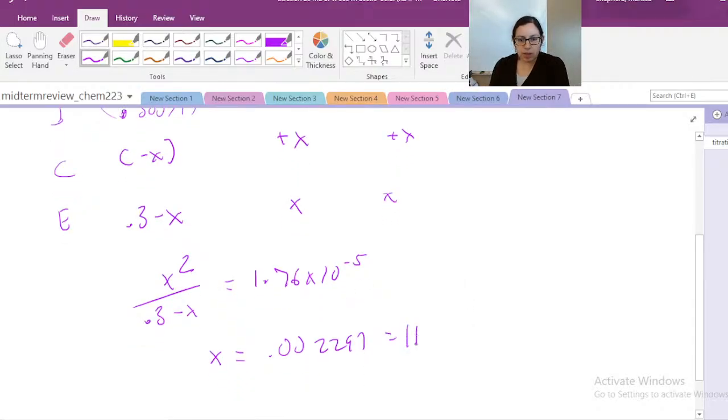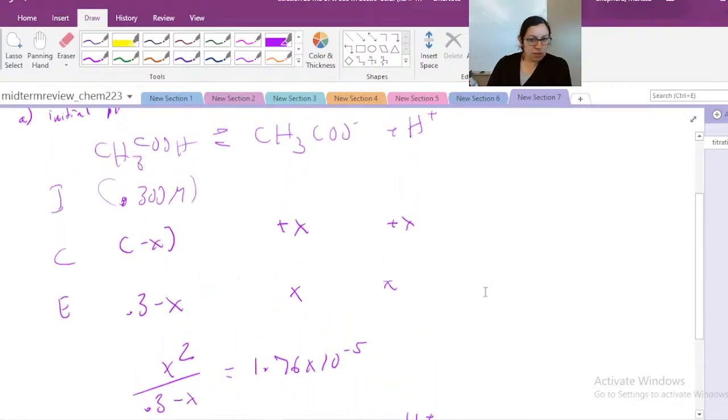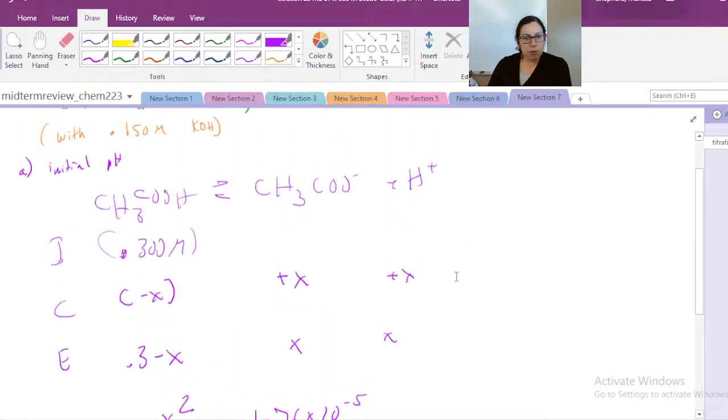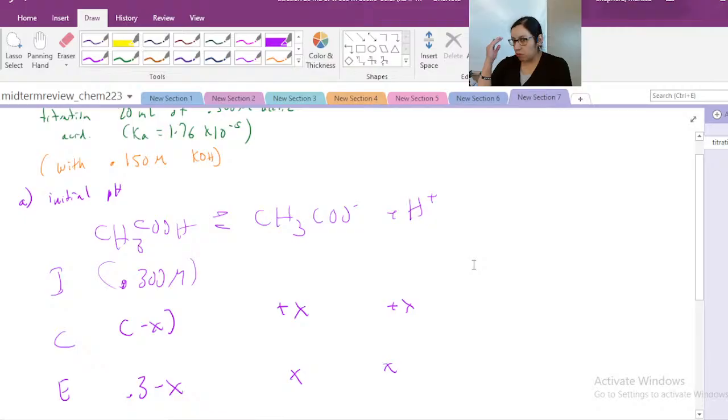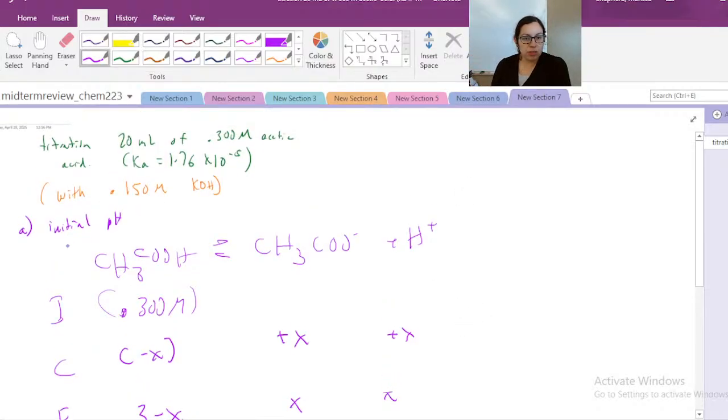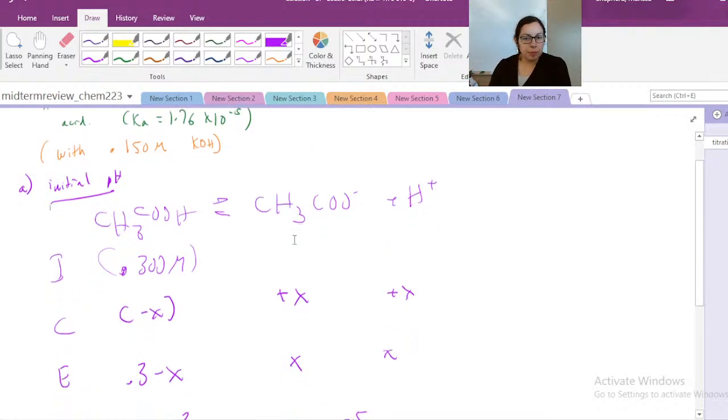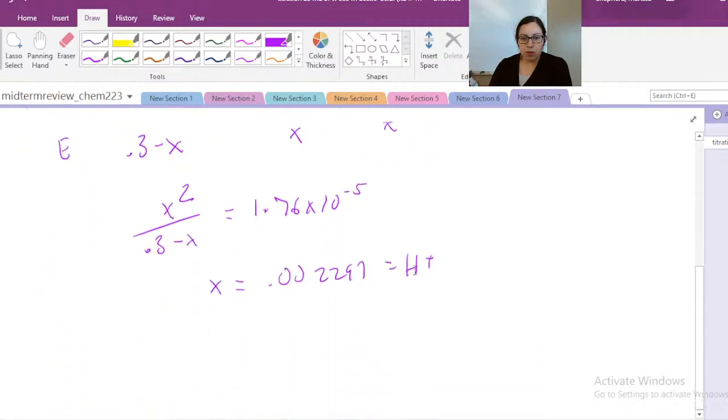And again, this is equal to our H plus concentration. This is a good review, a good recap. This is what you should be doing for your lab. So this is just the initial pH, and then you have to set up your equilibrium. Now we actually figure out how much is dissociated. And now we can just get our negative log of H plus equals our pH.